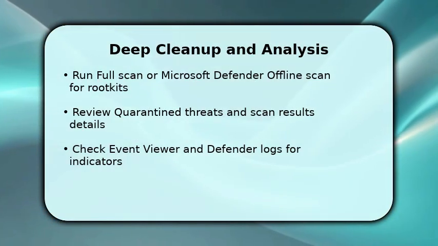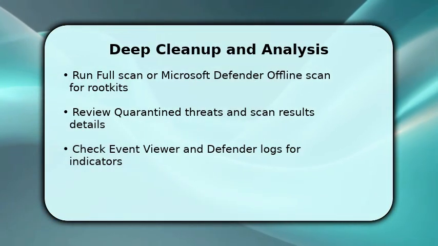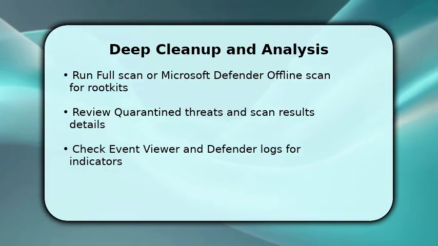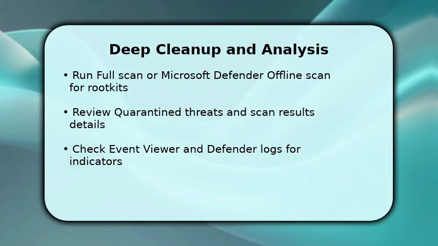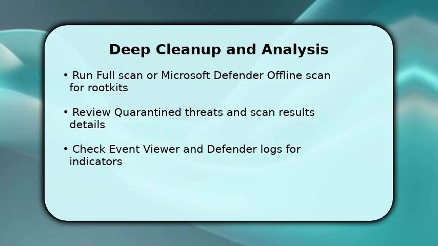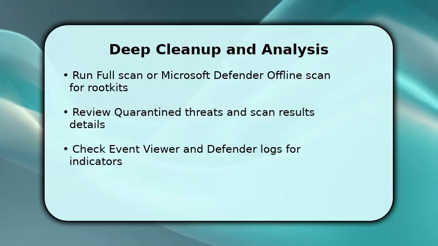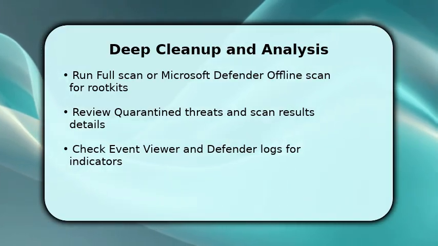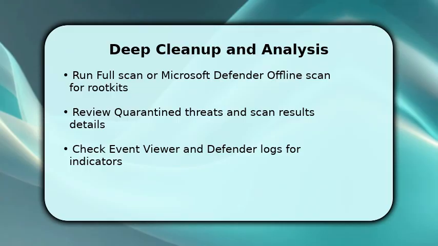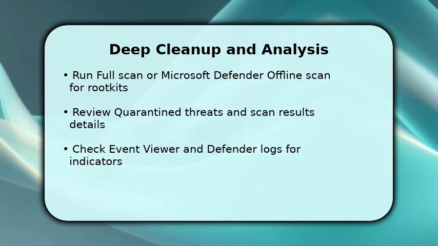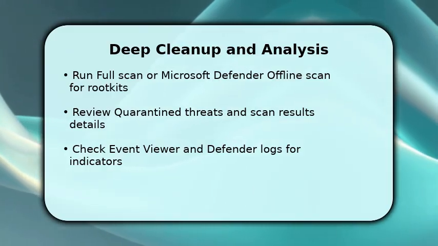Now you escalate the cleanup. Choose a full scan or run Microsoft Defender offline if you suspect stealthy rootkits, because offline scans catch threats that hide during normal operation. After the scan finishes, inspect quarantined items and the detailed results to see file names, paths, and recommended actions. That tells you whether items are removed or held.